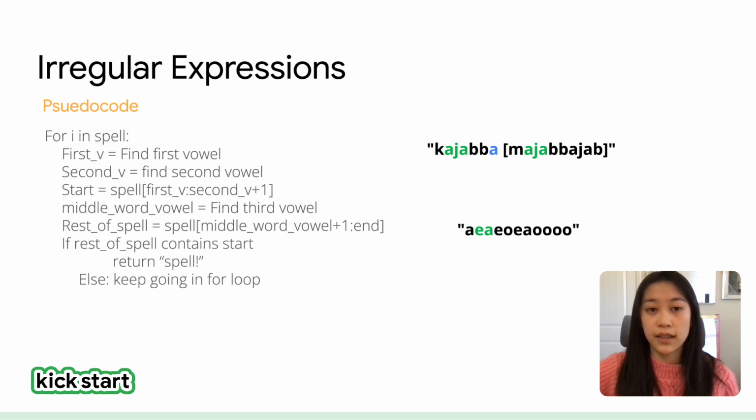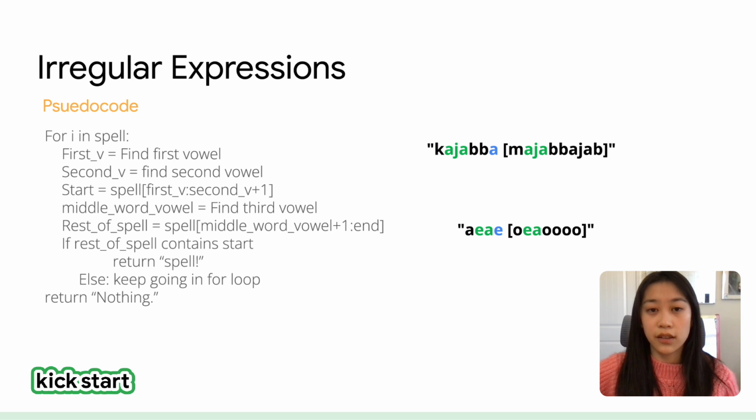Now we reset and start looking at the first E. We set the start word to be the first two vowels we see in the string, which are now EA, which is highlighted in green. We then find the middle vowel, which is the next E. Then we look for start in the rest of the string, which we do find here, and can return.